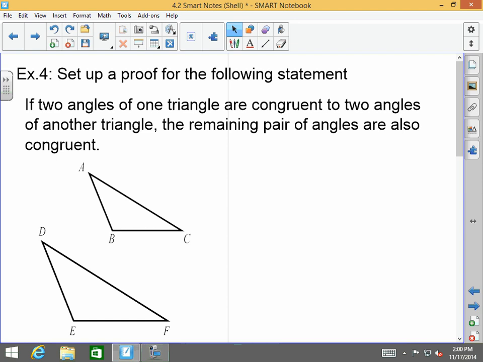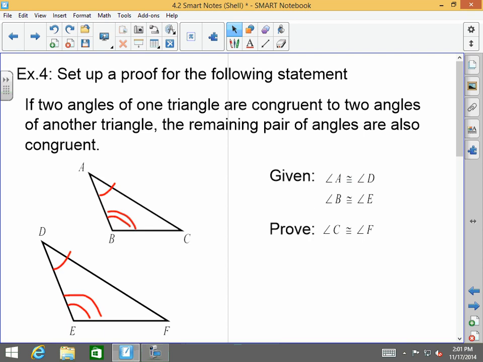So you have two triangles here. You know that two of the angles of one triangle are congruent to two angles of the other triangle. So, how will we set this up? Me personally, I'm going to say that A is congruent to D and that B is congruent to E. Could you have said that C is congruent to F? Sure, doesn't really matter. That's just what I chose. And then I chose to prove that C is congruent to F.